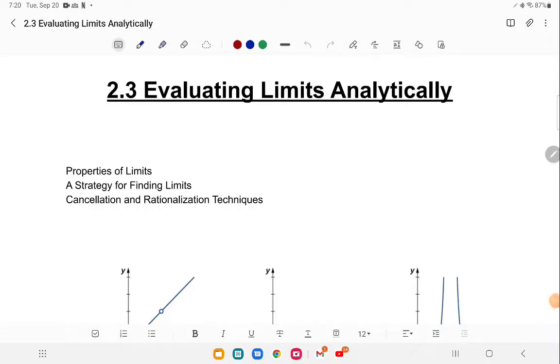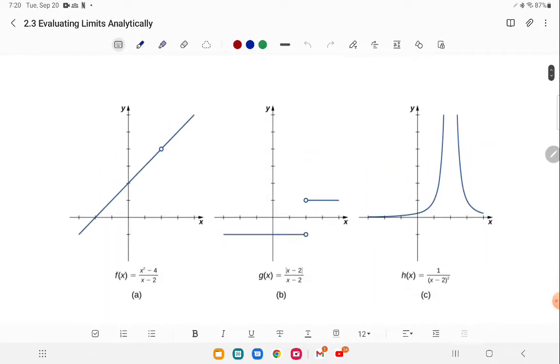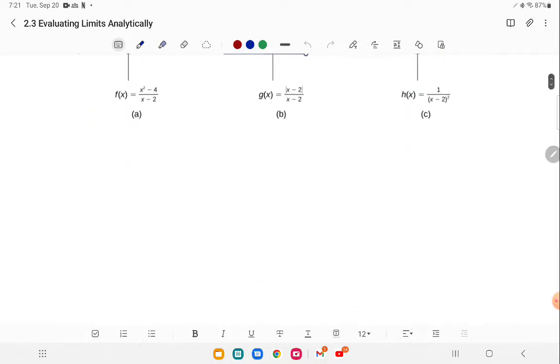In this video, we are taking a look at evaluating limits analytically. So we're looking at limits, and sometimes we might have to use a graph, but we're mainly focused on, without a graphing calculator, how do we evaluate these limits? What are some things that we look for?